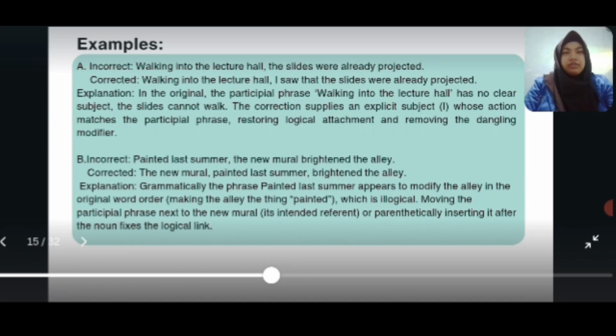And then the second example. The incorrect one is: "Painted last summer, the new mural brightened the alley." And then the corrected one is: "The new mural, painted last summer, brightened the alley." Grammatically, the phrase "painted last summer" appears to modify the alley in the original word order, making the alley the thing painted, which is illogical. Moving the participle phrase next to the new mural, its intended referent, or parenthetically inserting it after the noun, fixes the logical link.